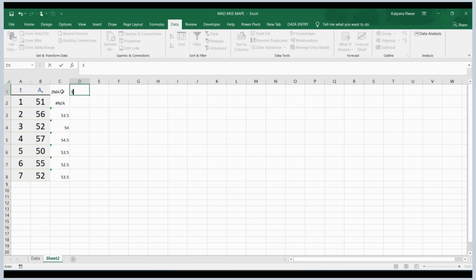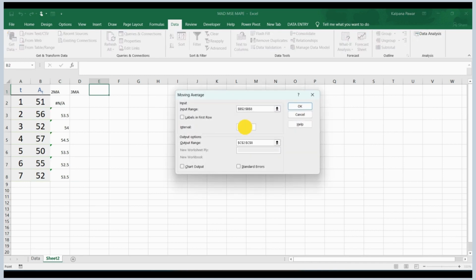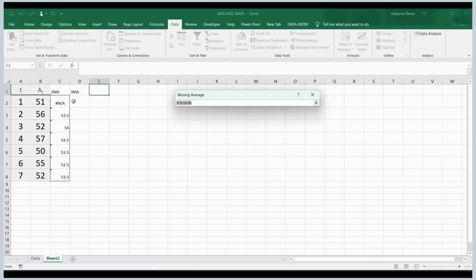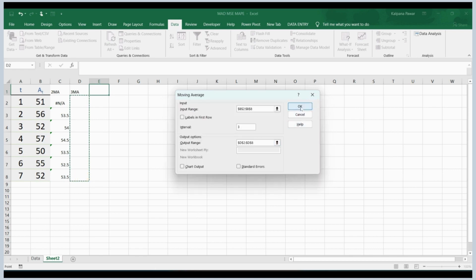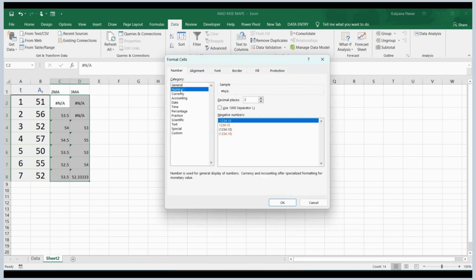Let's calculate the 3-week moving average. We'll go to Data Analysis again, Moving Average, and the actuals remain the same. Now we'll take the interval as 3, and we want the output in this column. Okay, so this is it. Suppose we format them. Control 1. We'll take the number without decimals.